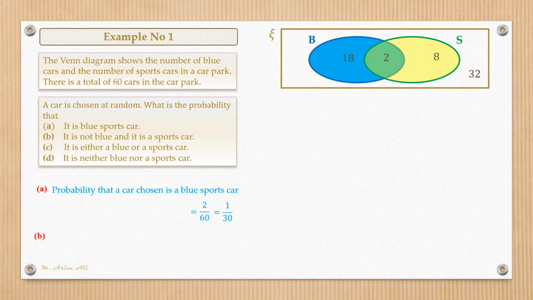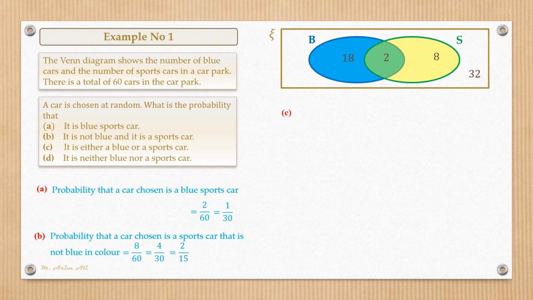In B part, we have to find the probability that the car is not blue and it is a sports car. That means the car should be a sports car and its color should not be blue. How many sports cars are there which are not blue? You can see in the figure, they are in the yellow region. In the yellow region, we have 8. 8 are the cars which are sports, but they do not have blue color. So the probability will be 8 over the total number of cars, which is 60. And we will simplify above and below by dividing by the table of 2 again. We will divide by 2 and 2 over 15 is the answer in the simplest form.